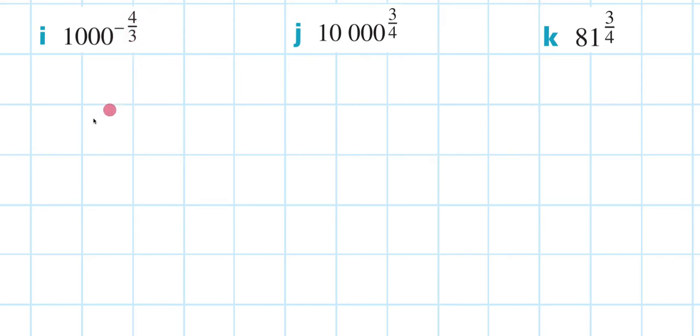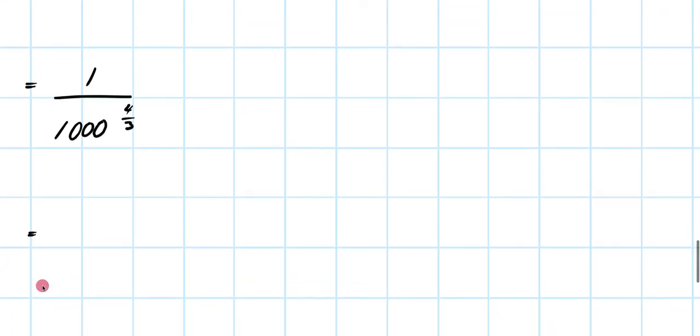Immediately we notice we have a negative indice, so I'm going to rewrite it as 1 over 1000. And now instead of that negative, I can write it as 4 over 3. Now when I come down here, I can immediately just say, all right, this is going to be 1 over the cube root of 1000, and then I'm going to raise it to the power of 4.